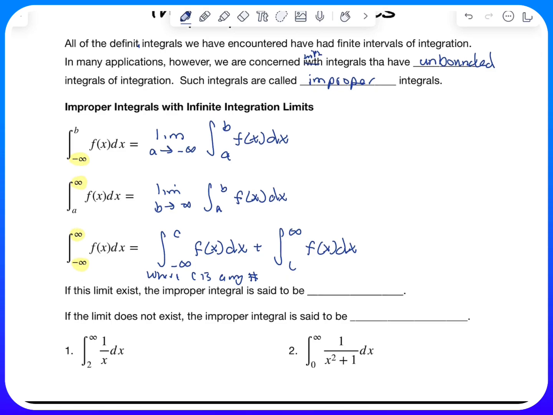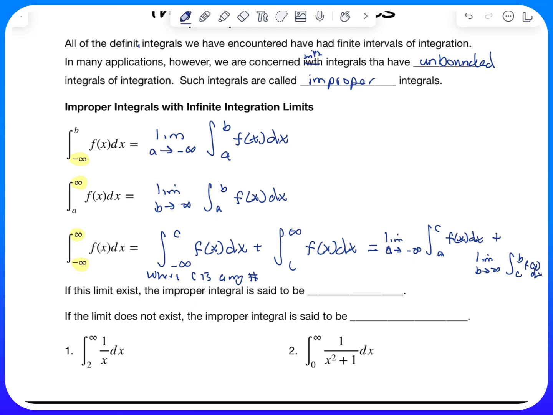Okay, and then we do our improper integrals. So we have to break it up first. And when we break this up, this becomes the limit as a goes to negative infinity of the integral from a to c of f of x dx, plus the limit as b goes to infinity of the integral from c to b of f of x dx.